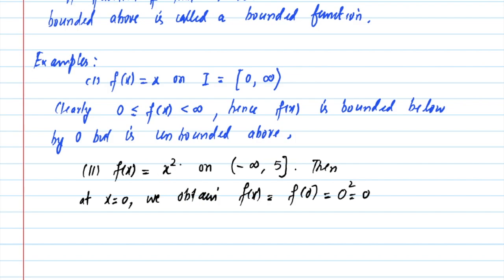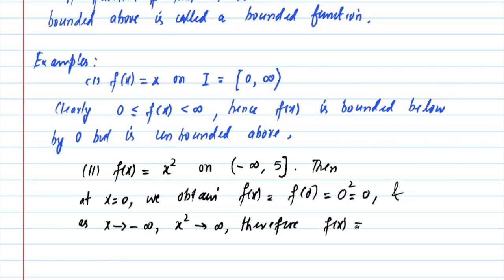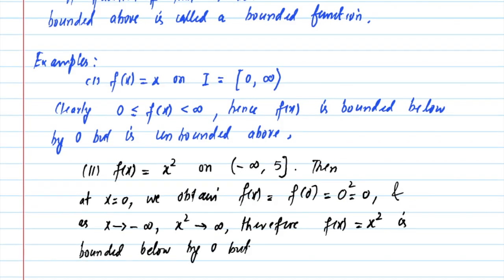But since x squared makes every non-zero real number a positive real number, the smallest value that this f of x assumes is 0. So hence again the function is bounded below but not bounded above. And as x tends to minus infinity, then x squared tends to infinity. So therefore the function f of x equal to x squared is bounded below by 0 but is unbounded above.